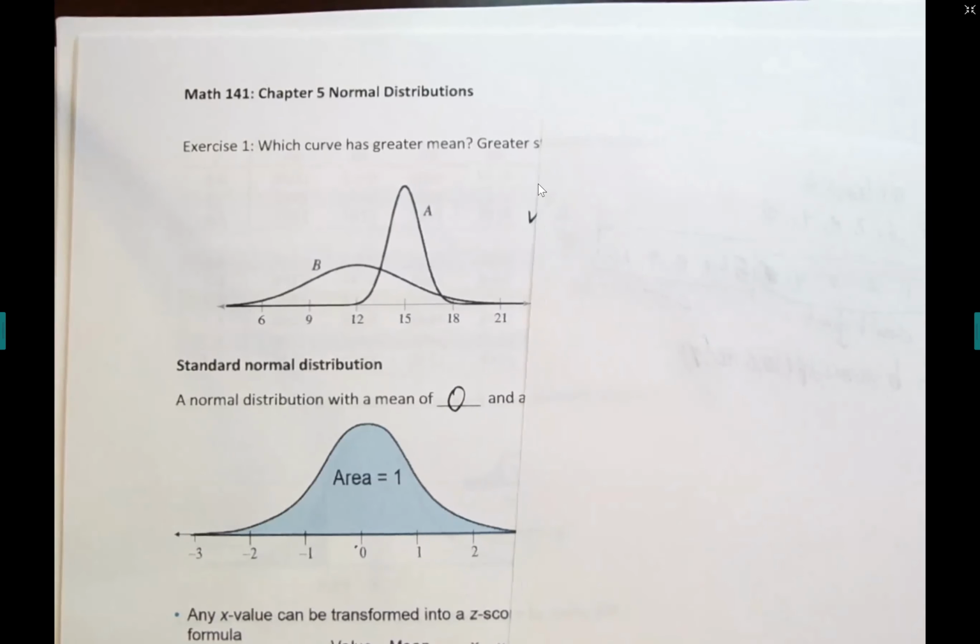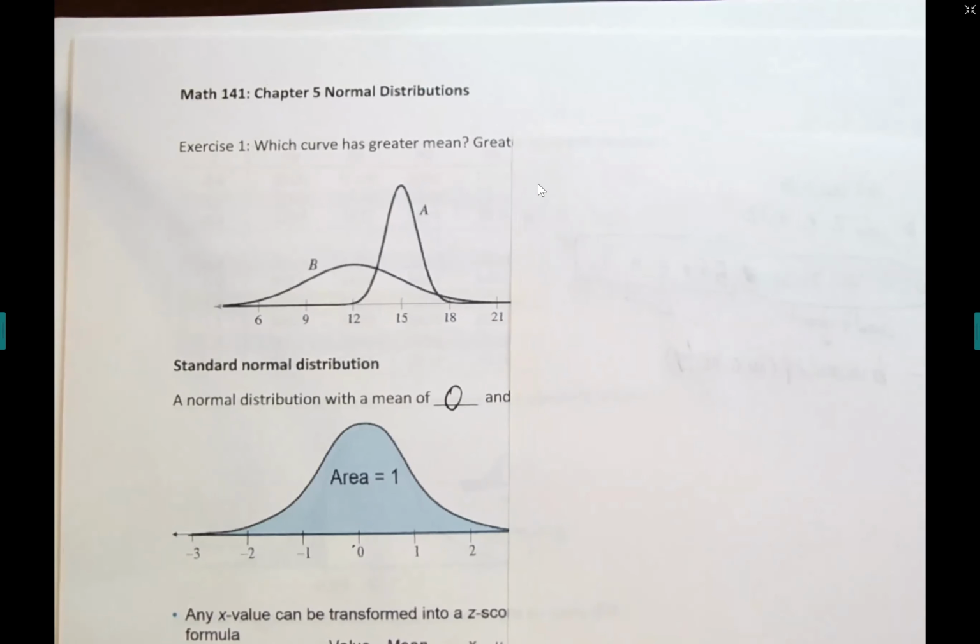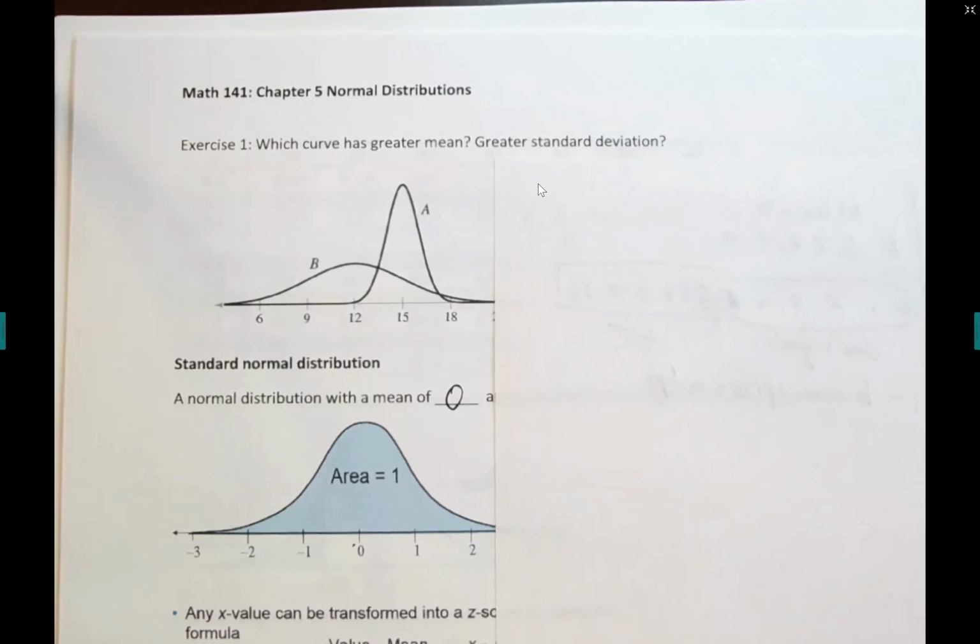Okay, the question: which curve has a greater mean and greater standard deviation? What do you guys think? Which one has a greater mean? Let's see, I have something in the chat. So A has a greater mean. I do agree because the mean is 15, and for B, the mean is 12.